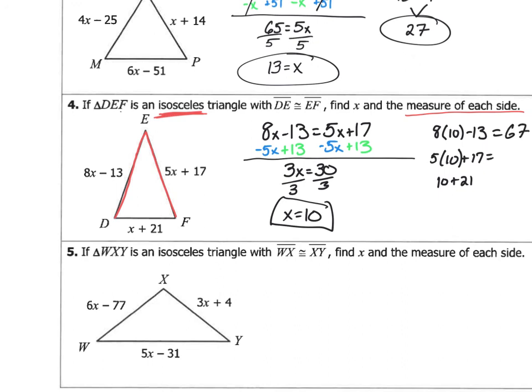So if you know that one's 67, what's the next one going to equal? Good, because they're the same. And then you come down here to this one. 31.